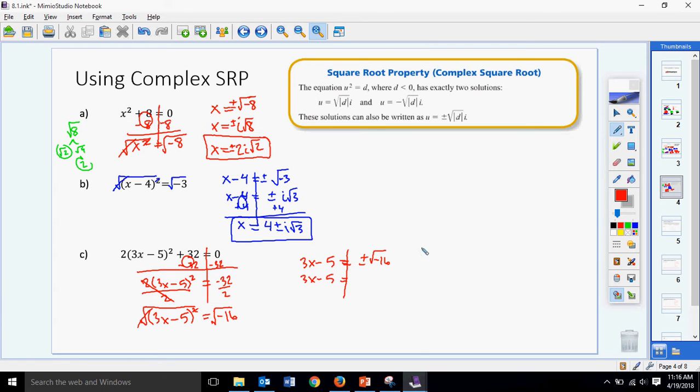So it's going to be i square roots of 16, well, the square root of 16 is 4. So this is plus or minus 4i here. I'm going to solve for x, so I need to add 5 to both sides. So it's 5 plus or minus 4i. Last step is to divide by 3. Remember, we're going to divide everything by 3. And I get x equals 5/3 plus or minus 4/3 i for my final answer.